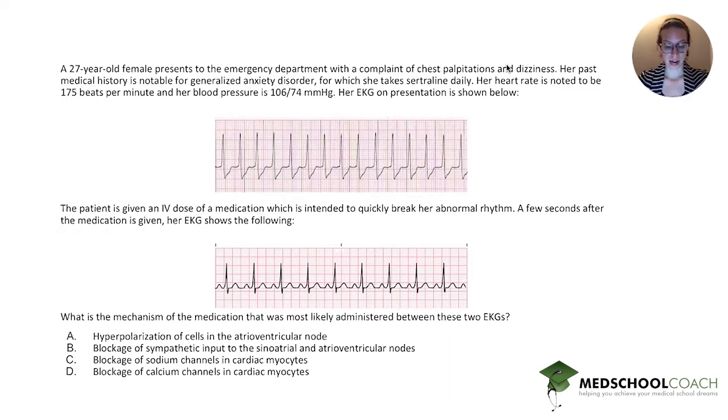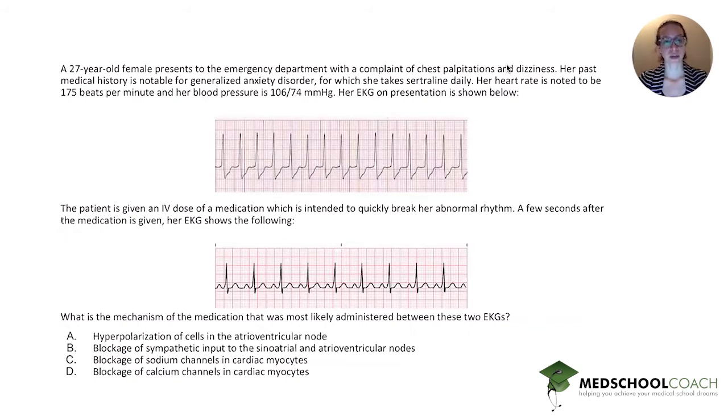The patient is given an IV dose of a medication which is intended to quickly break her abnormal rhythm. A few seconds after the medication is given, her EKG shows the following. What is the mechanism of the medication that was most likely administered between these two EKGs?